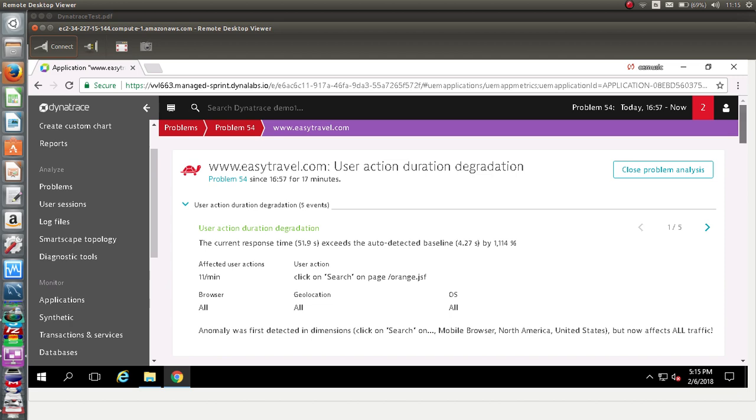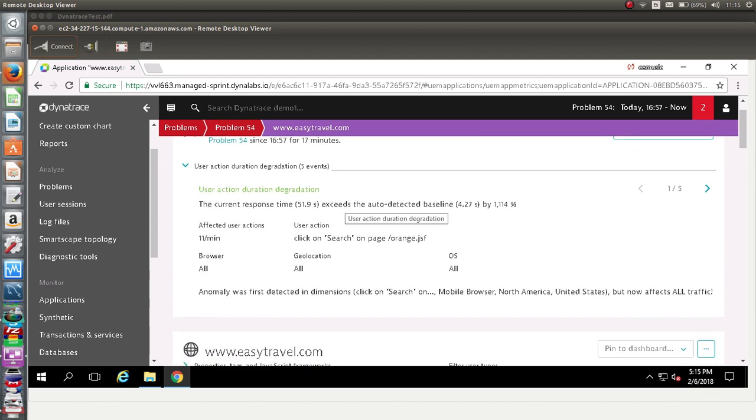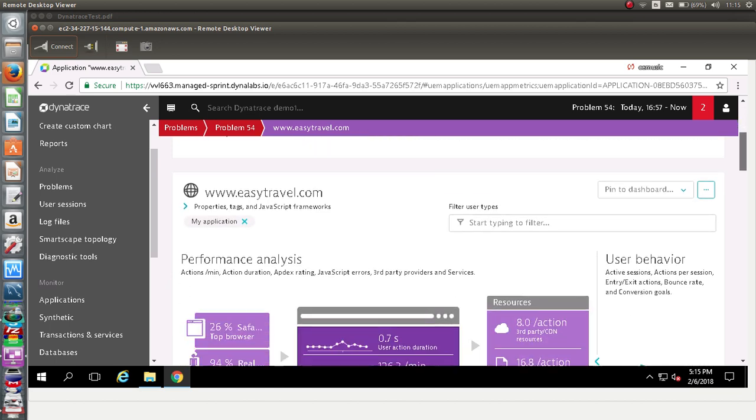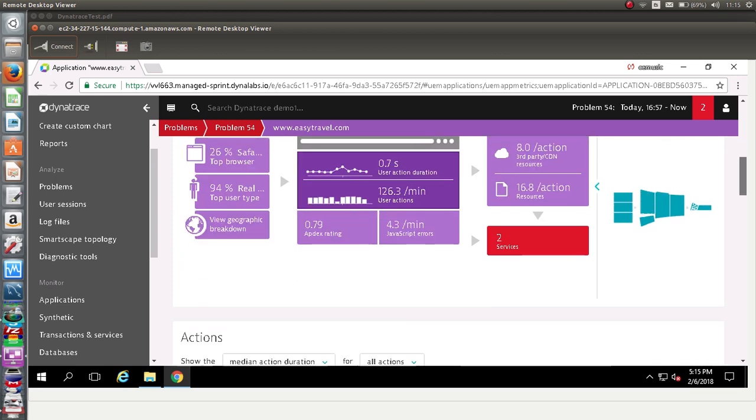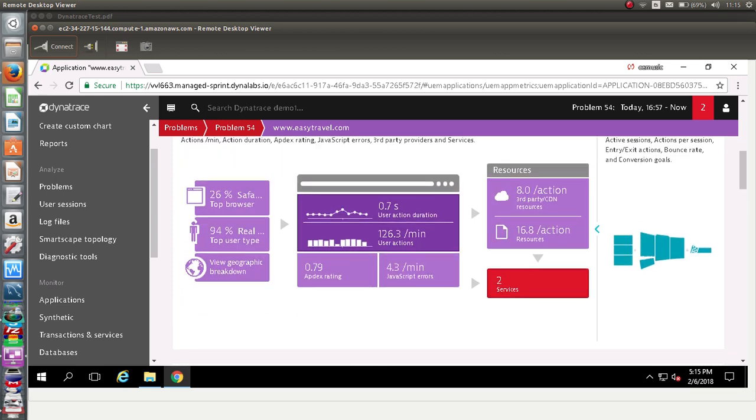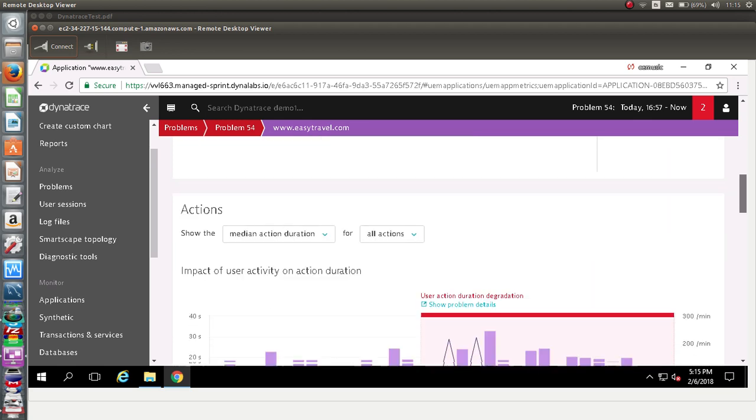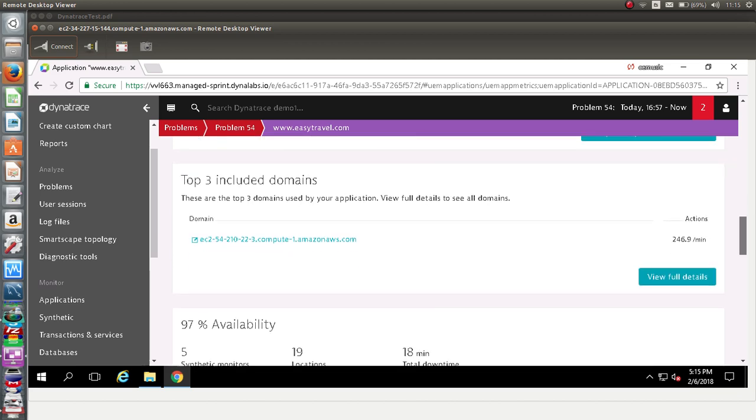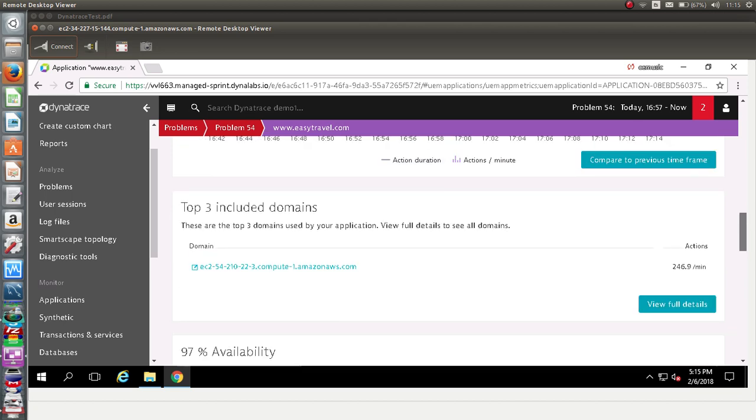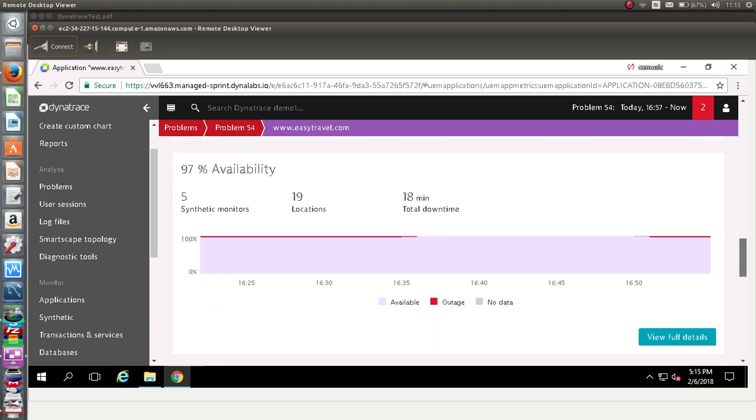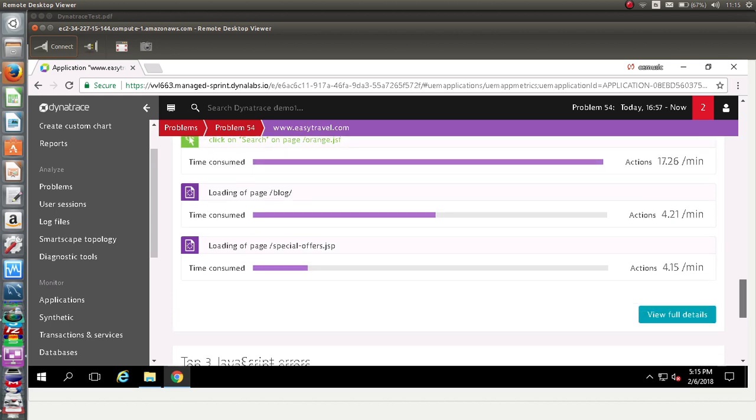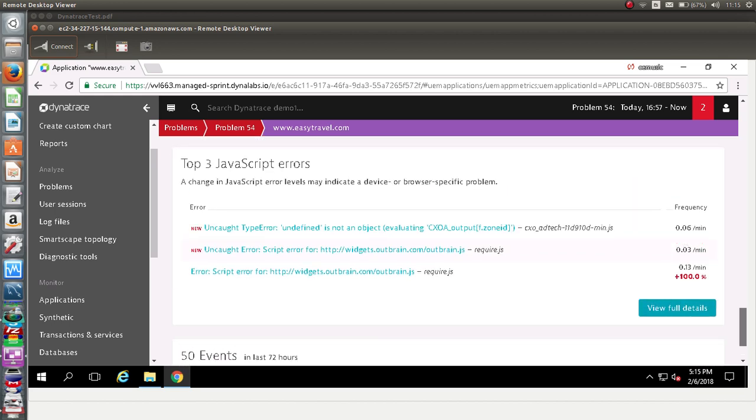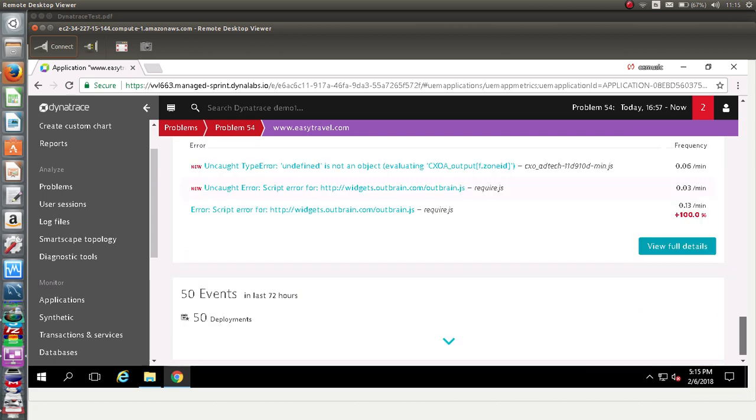And we get the report of what is happening. The current response time is compared against the auto-detected baseline. We see what is happening. And we see that the problem is that we have two services compromised. What is the problem with the users? What are the top 3 affected domains that are affected by this degradation? Okay. We see that we have top JavaScript errors.